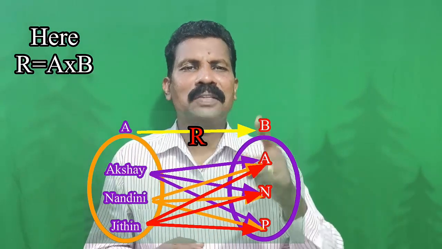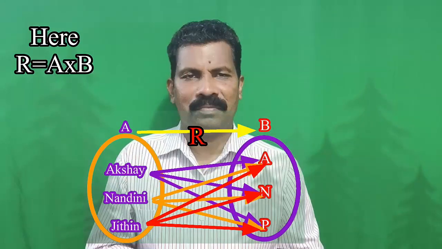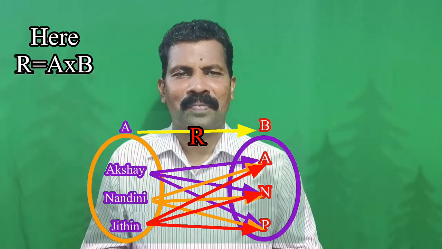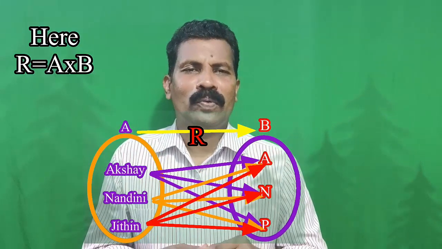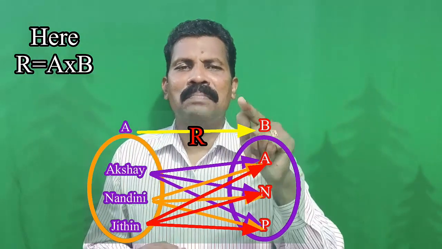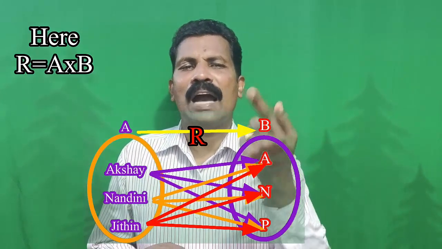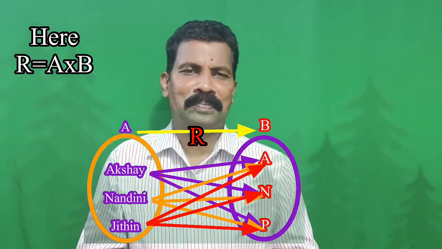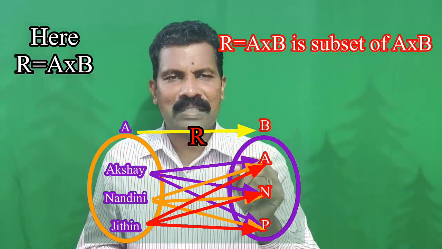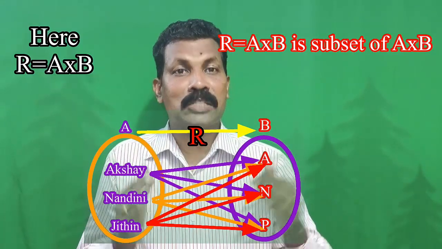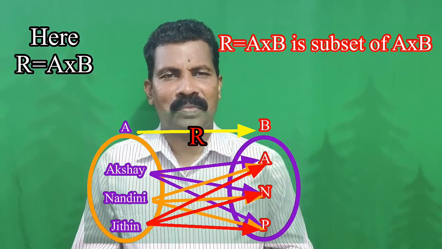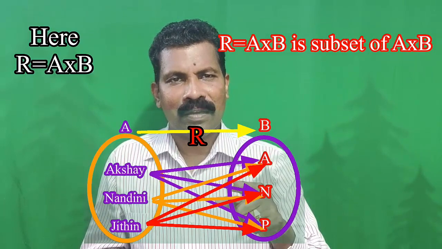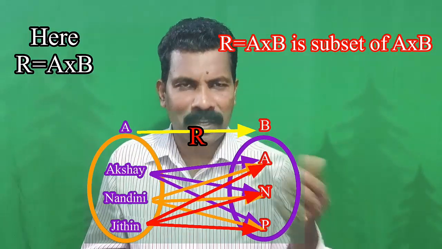And here, R is a relation from A to B. Why? Because what is R? R is A cross B. As I told you, relation R from capital A to B means it has to be a subset of A cross B. And here it is true. Because every set is subset of itself. So as a special case, A cross B is a subset of A cross B. So A cross B, that is capital R, that is subset of A cross B.